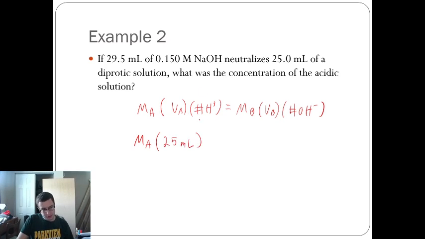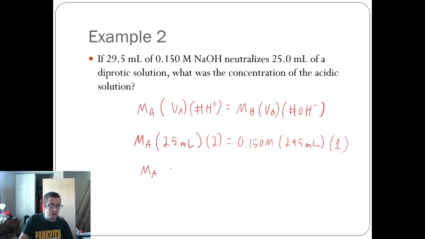Alright, then for number of hydrogen. So this said it was a diprotic solution, so we don't know the exact formula. But remember, if something is diprotic, that means that there are 2 hydrogens in its formula. So I'm going to throw a 2 there. Equals molarity of the base. So my molarity is 0.15 molar, times our volume, 29.5 milliliters. And then number of OHs. NaOH just has 1 there. So we've got that 1.